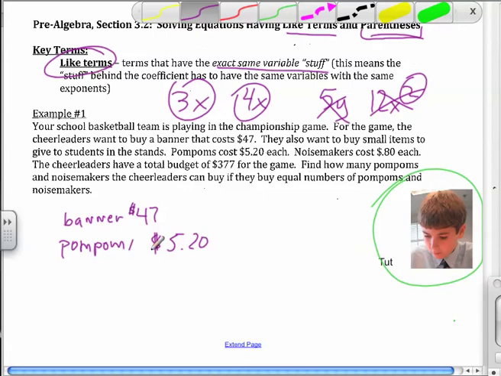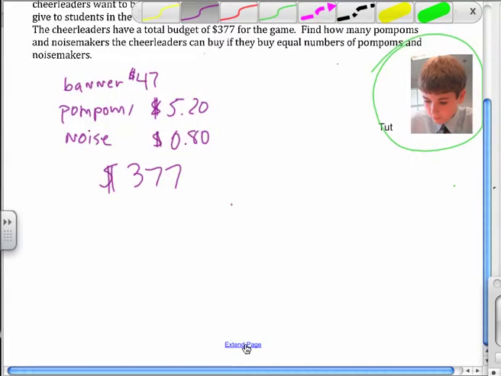And boy, that smartboard messed up. And then noisemakers, I'm just going to put noise. That's 80 cents. All right, for noisemakers. And they have a total amount that they can spend is $377. Okay. Now it says find out how many pom-poms and noisemakers that the cheerleaders can buy if they buy equal number of pom-poms and noisemakers. Whoa, equal number of pom-poms and noisemakers.